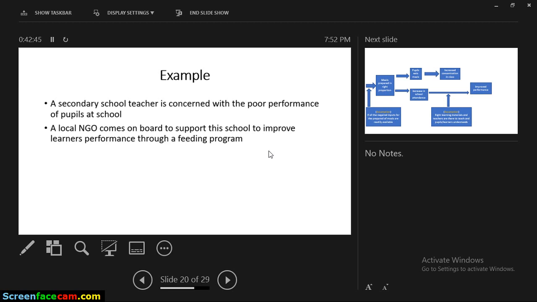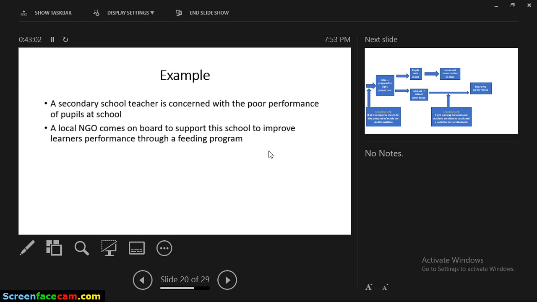What's the problem there? Poor performance, right? So if you had to develop the theory of change, you said the first step is what? Identify the problem, identify the need. Are we together? We move on.